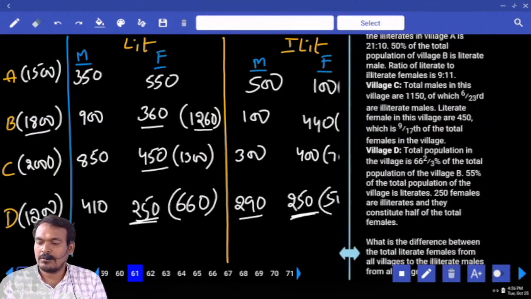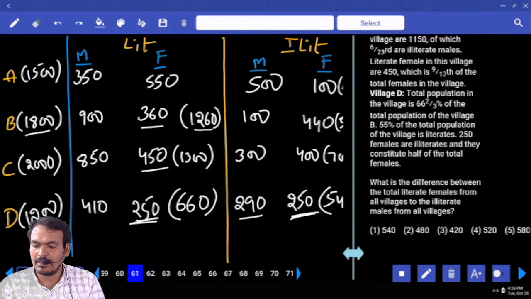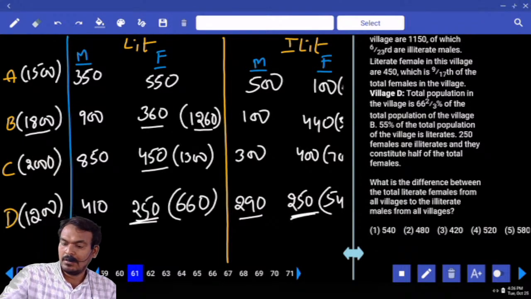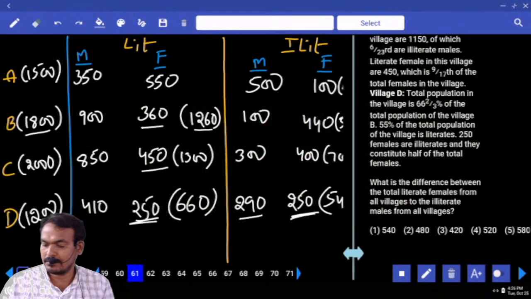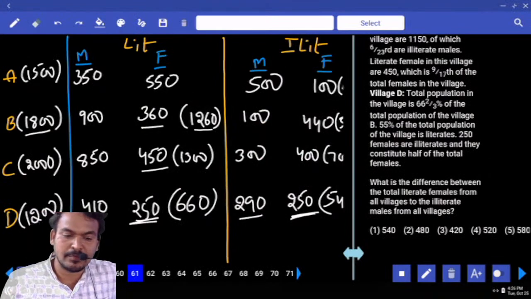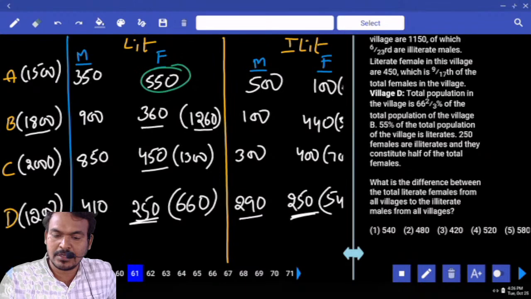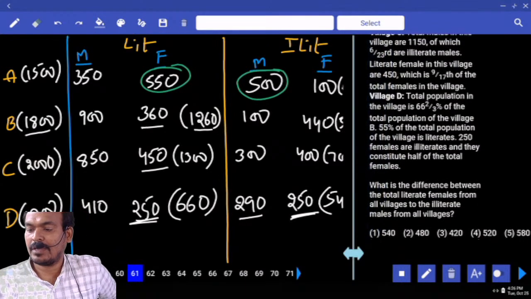Next, what is the first question? Difference between the total literate females from all the villages to the illiterate males from all the villages or not? Illiterate of which one? Sorry, literate females. Literate females means 550. Illiterate males means 500 or not? What is the difference? 50.